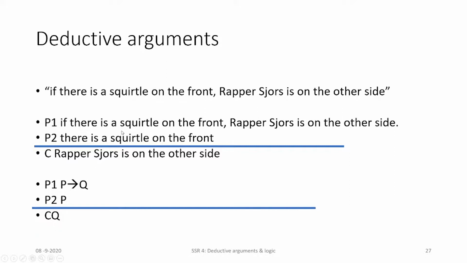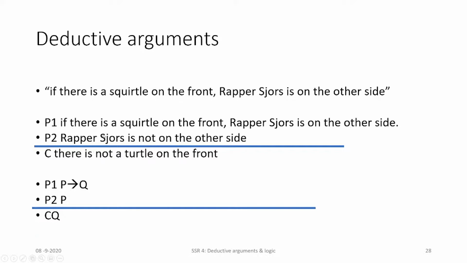So in terms of the cards that we're flipping, if there's a Squirtle on the front, there has to be a Rapper Source on the backside. That's a logical implication of the first premise, which is what we're checking by flipping the Squirtle card, whether that logical implication holds, which is one way of checking that first logical rule.